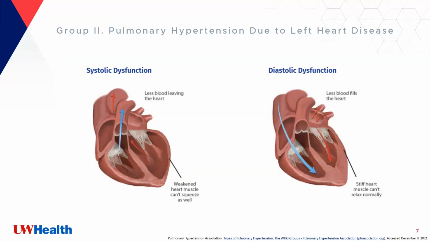In this group, as you can predict, treatment includes treating the left-sided heart failure. That includes diuretics, beta blockers, ACE inhibitors, or ARBs. So treating the heart problem will actually help to reduce pulmonary hypertension in this group.